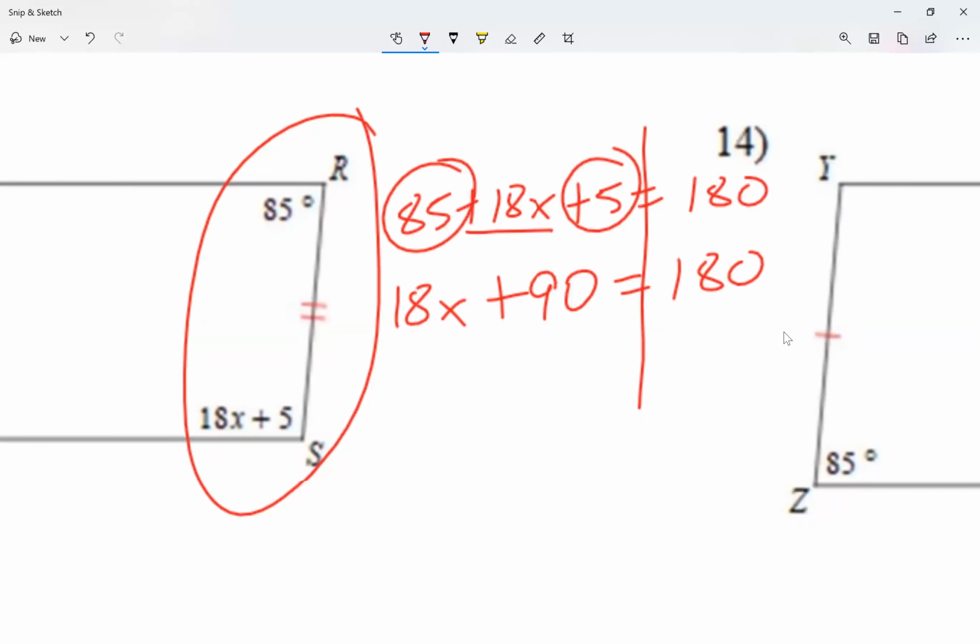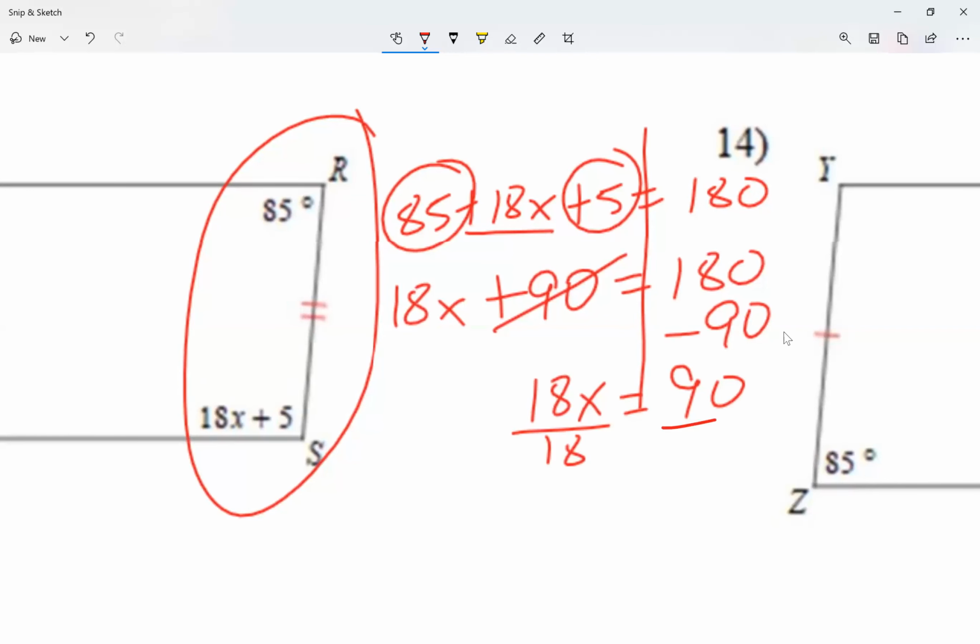I want the term with the x by itself. So the plus 90, let me move it to the other side as a minus 90. So I have that 18x is equal to 180 minus 90. I know it's 90. To get x by itself, let me divide both sides by 18. 90 divided by 18 is 5. So x is equal to 5.